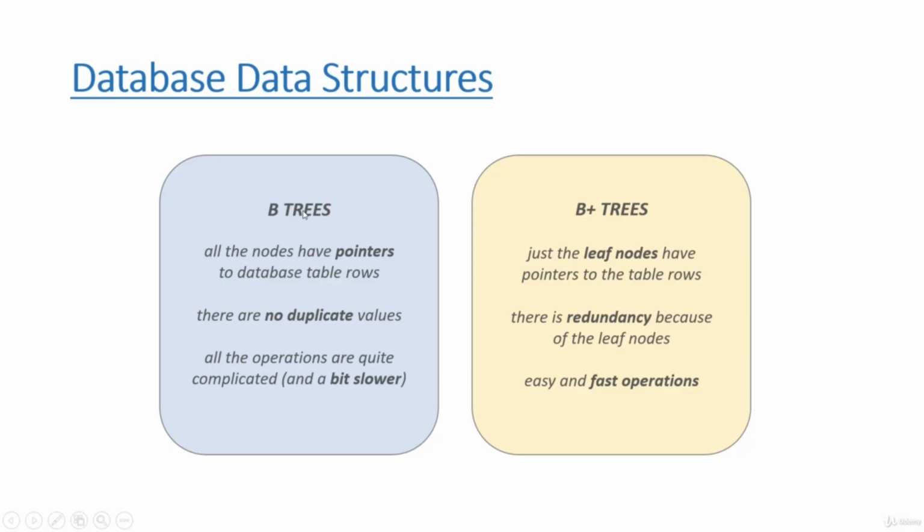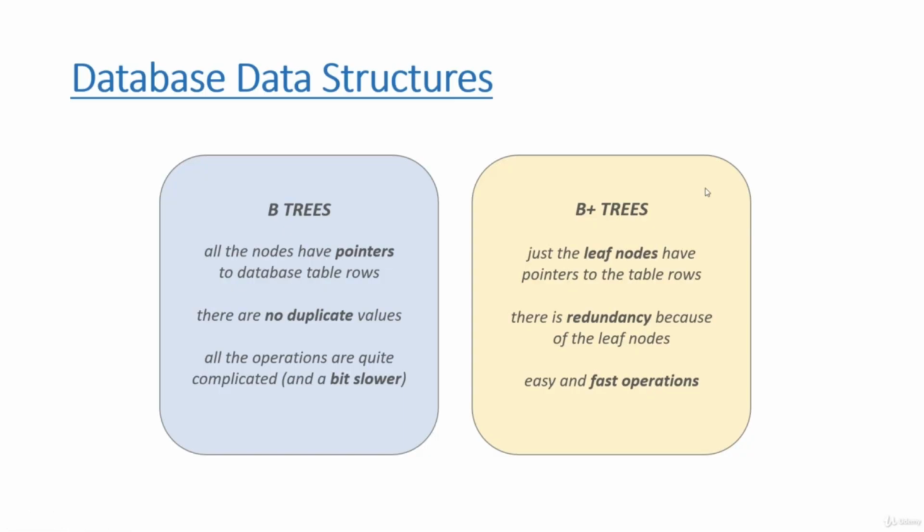Okay, so let's compare B trees and B+ trees. As far as B trees are concerned, all the nodes have pointers to database table rows, while on the other hand, as far as B+ trees are concerned, just the leaf nodes have pointers to the table rows exclusively. There are no duplicate values in B trees, but there is a redundancy because of the leaf nodes as far as B+ trees are concerned. All the operations are quite complicated and a bit slower when dealing with B trees. On the other hand, as far as B+ trees are concerned, there are easy and fast operations.